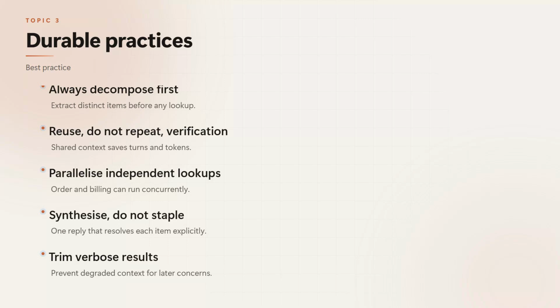Reuse customer verification instead of repeating it, because repeating it wastes turns and tokens. Run independent lookups concurrently, because serializing them burns the turn budget and degrades context for later items. When the author rejects the option of handling only the first concern, the reason is that it leaves the customer with unresolved issues and forces a second interaction. Rejecting a serial approach loses because verbose lookup results crowd out the third concern, and the quality of that answer collapses. Trim those results so every item gets a fair share of context.